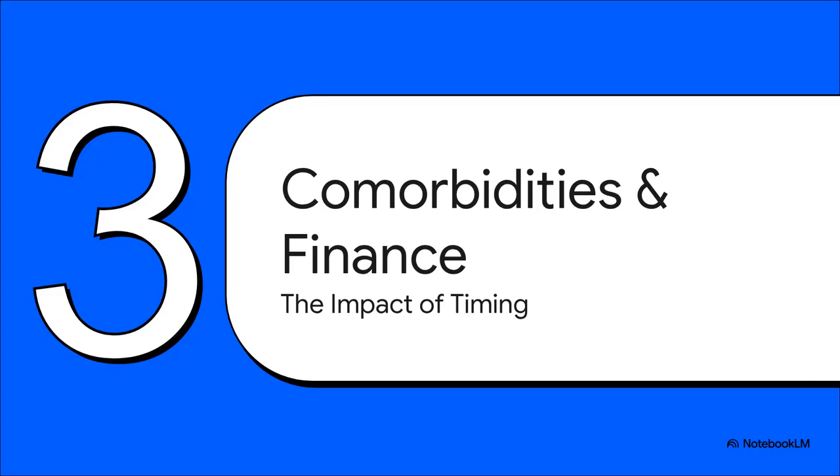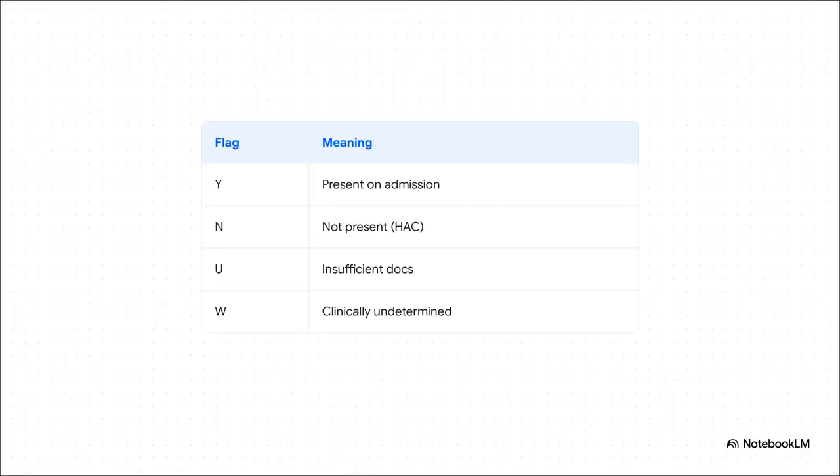Let's get into Section 3, comorbidities, financial impact, and the critical importance of timing. Enter the POA flag, or Present on Admission indicator. Every single diagnosis code submitted to the grouper must carry one of these little flags. It's basically the system's way of tracking accountability.